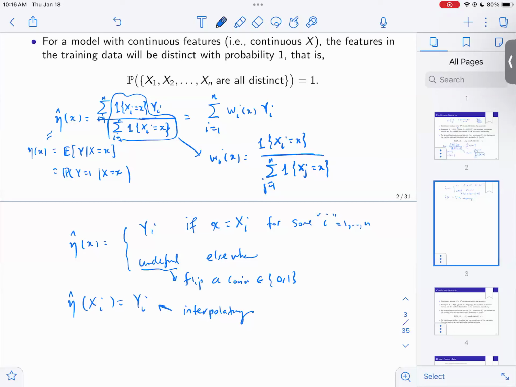Maybe if you have time, you can come back. There are interpolating estimators that are good. So you can be interpolating and then do something reasonable outside. But this doesn't work. This idea that we had doesn't work. So what do you guys think we should do?